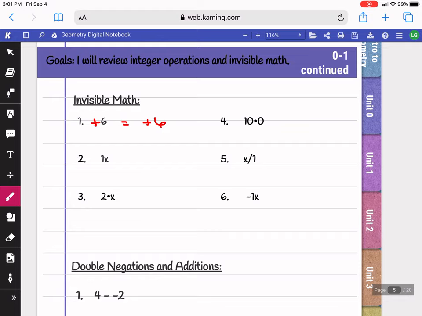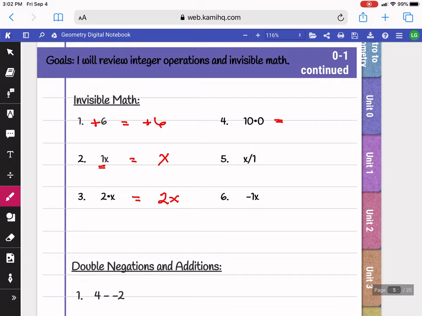1x, you usually see that written as x. That 1 is implied or imaginary. So sometimes when you see x, it helps to put that 1 back into your problem. 2 times x, usually they'll write it as 2x. Anytime you have a number in front of your variable or letter, it's good to remember that they're multiplying. That way, if you have to substitute something, you know, okay, I'm going to multiply 2 times this number.